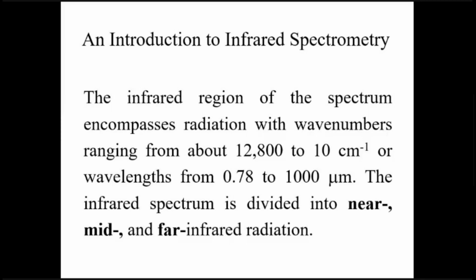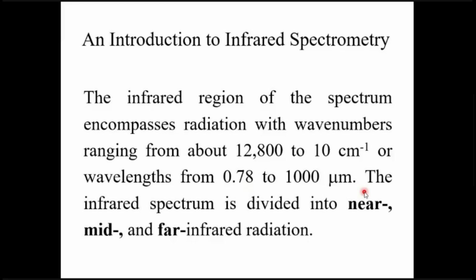It does not mean that all the infrared radiation will be absorbed by all the compounds. They absorb those radiations depending on their characteristic. The infrared region of the spectrum encompasses the radiation wave numbers ranging from 12,800 centimeter inverse to 10 centimeter inverse. This is in terms of wave numbers. If you want to talk about wavelengths, the wavelength ranges from 0.78 to 1000 micrometer.